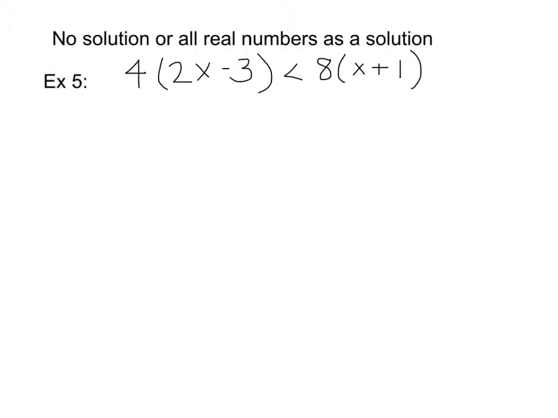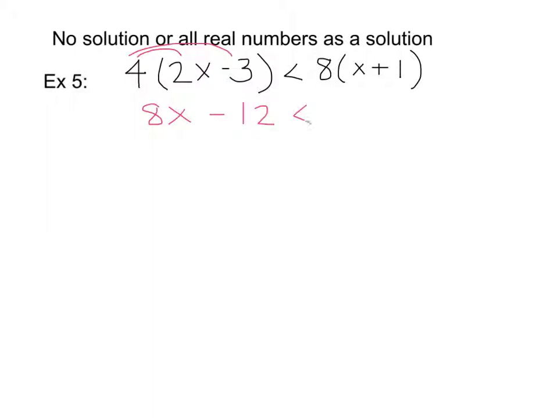Our next part is no solutions or all real numbers as a solution. So let's look at example 5. 4 times the quantity 2x minus 3 is less than 8 times the quantity of x plus 1. I'm going to just start with my distributive property. 4 times 2x gives me 8x. And then 4 times negative 3 gives me negative 12.